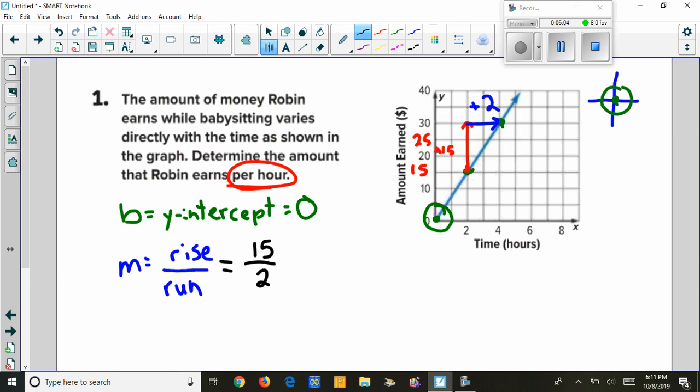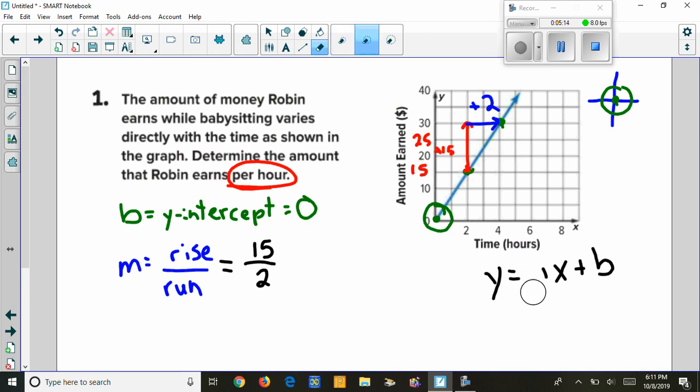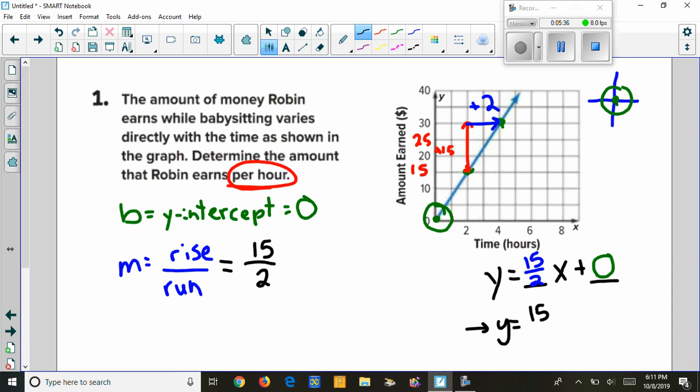And if I put this into my slope-intercept form, I'm going to replace the m and the b with those two pieces of information. B is 0, and m is 15 over 2. This gives me an equation of y equals 15 over 2x.